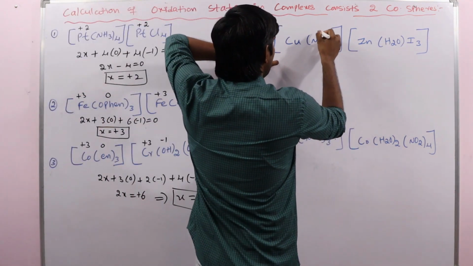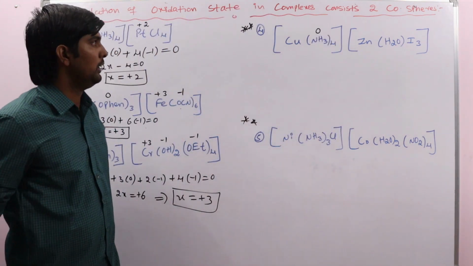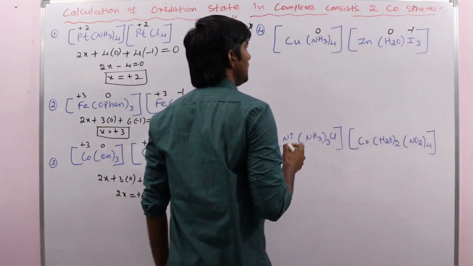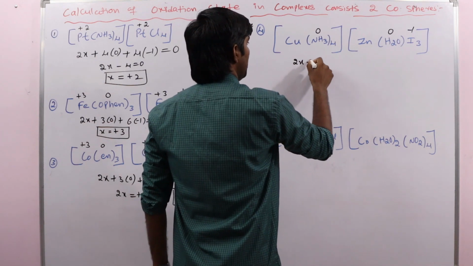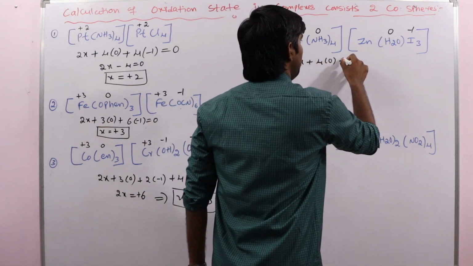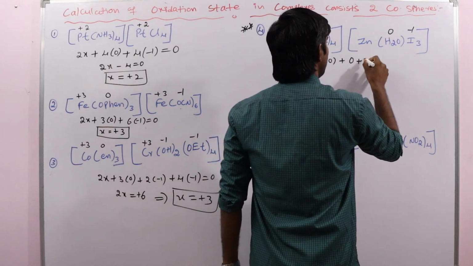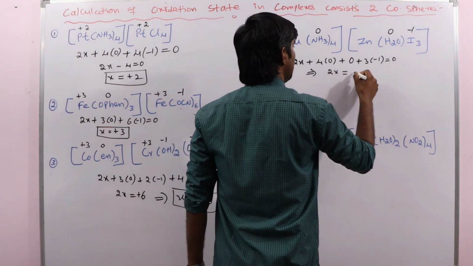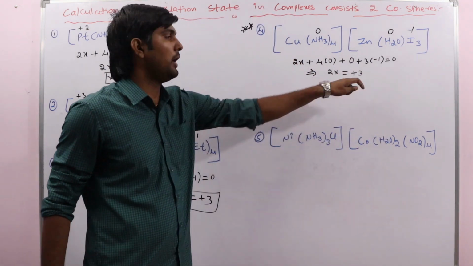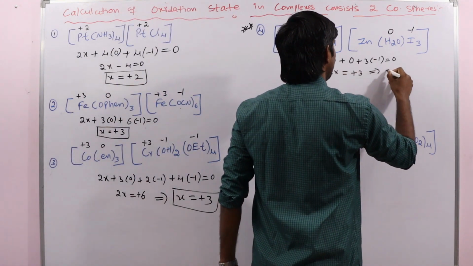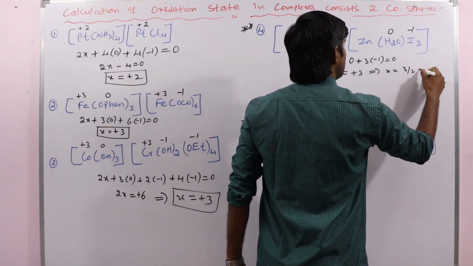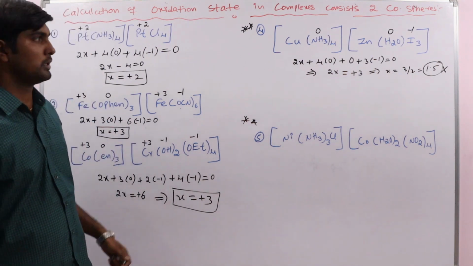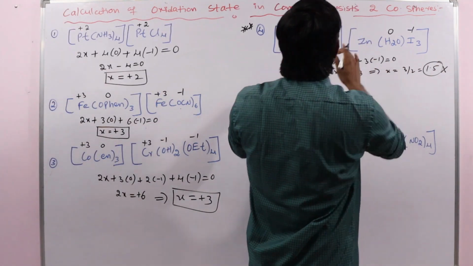Let us see here, amine is a neutral ligand, so 0, and H2O, aqua, is also a neutral ligand, 0. Iodine is -1, and we have a total of 3 iodine. So 2x plus 4 into 0 plus 0 plus 3 into -1 equal to 0. From this we get 2x is equal to +3. See, this is an odd number. If you simplify further, we get 3 by 2, that is equal to 1.5. But this is not correct. An oxidation state of 1.5 is not correct here.